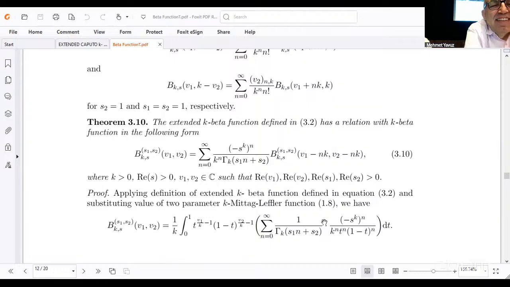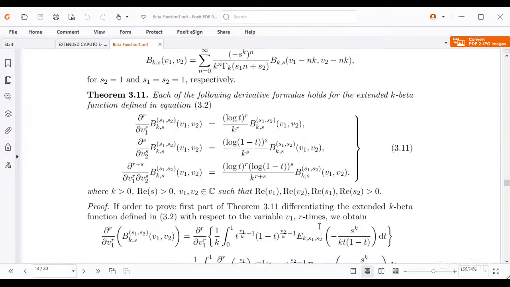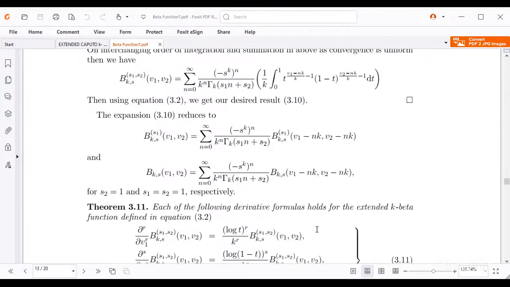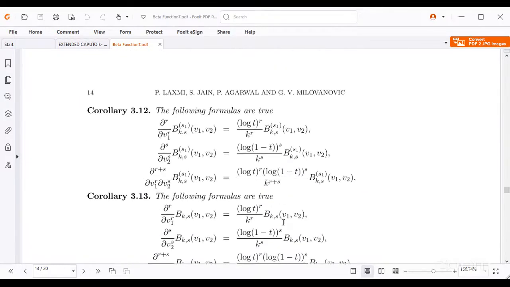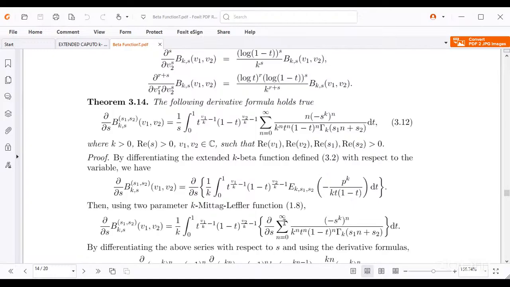Thank you very much. So I will show one of the very important results, in my point of view. The following derivative formula holds true. Derivative formulas are important when we are dealing with mathematical models. So in my opinion the derivative formulas are important, and we have derived the derivative formula for our extended beta function, which is given by theorem number 3.14.